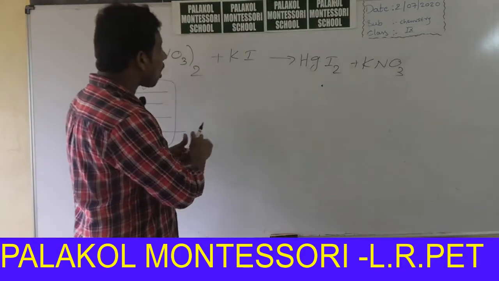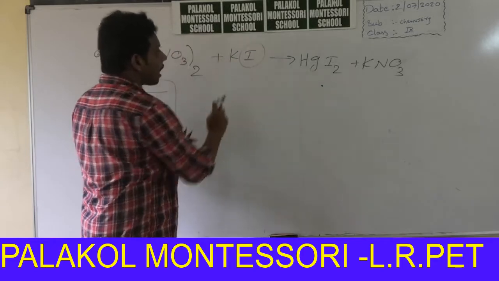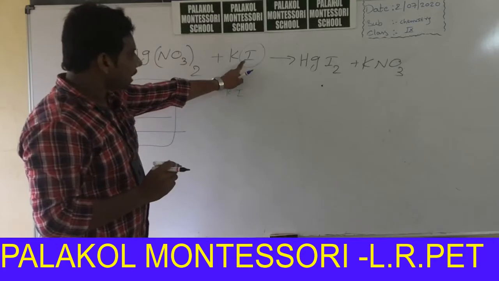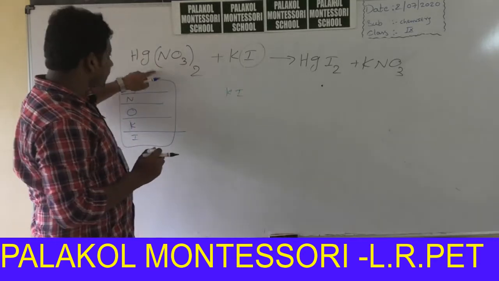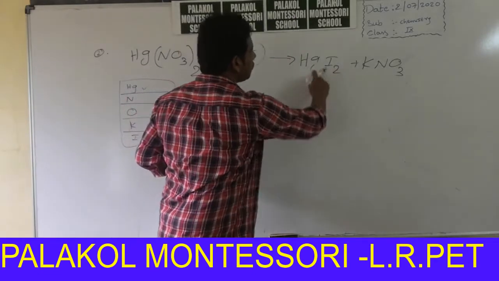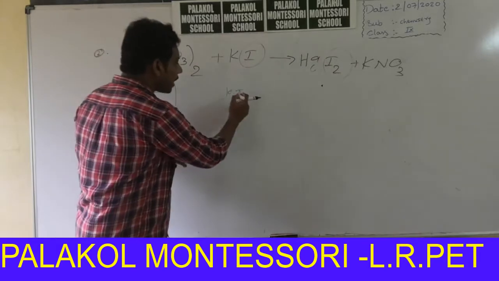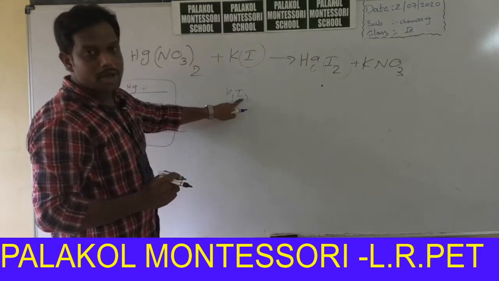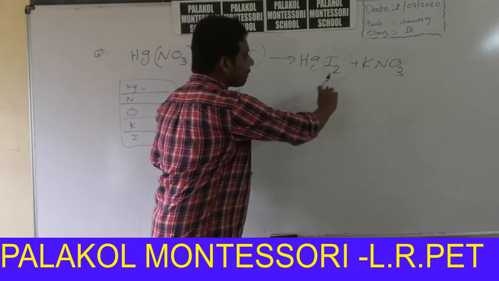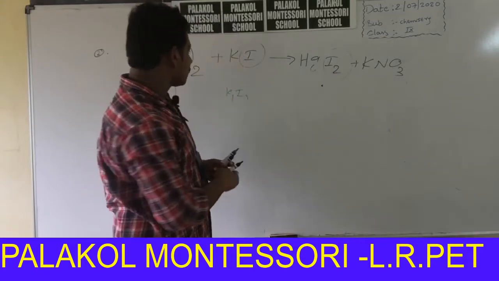On the left hand side, how many iodine atoms are there? Iodine is there in this term only. Iodine is not there here. Iodine is present only in these two cases. On the left hand side, the subscript of iodine is 1, so the number of iodine atoms is 1. On the right hand side, the subscript is 2, so the number of iodine atoms is 2.